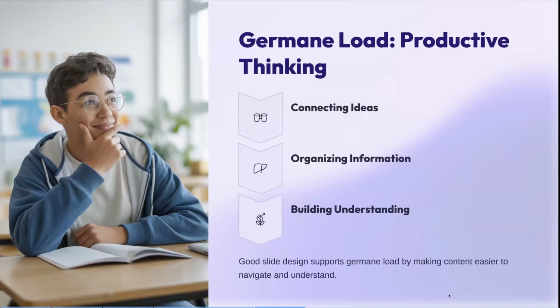And lastly, germane load. Germane load is the productive mental effort that students use to make sense of the content, connecting ideas, organizing new information, and building understanding. Good slide design supports germane load by making the content easier to navigate and understand.